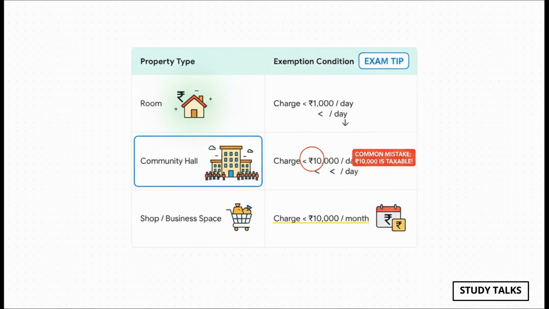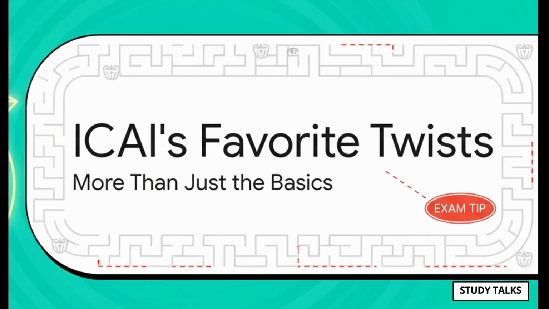For a room, the charge has to be less than 1,000 rupees a day. That means if the charge is exactly 1,000, guess what? It's taxable. For a community hall or an open area, it's got to be less than 10,000 per day. Again, if it's exactly 10,000, it's taxable. And for a shop, it has to be less than 10,000 per month. You have to memorize these numbers and that less than rule. It's crucial.